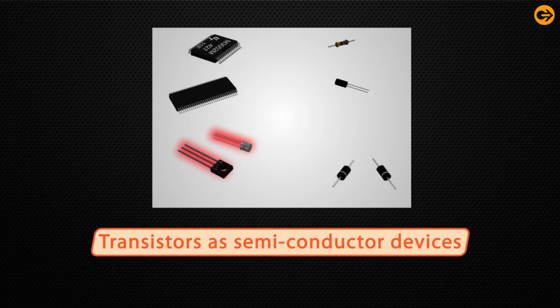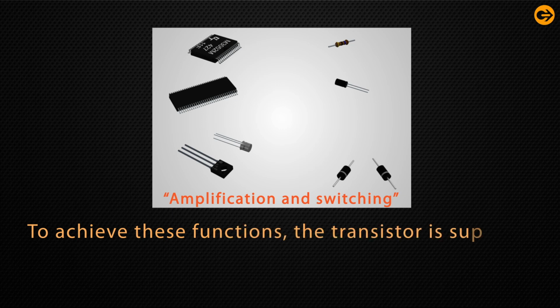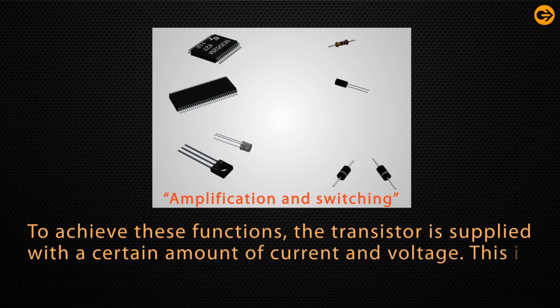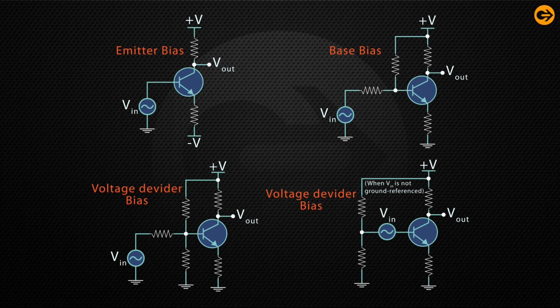Transistors are one of the most largely used semiconductor devices, which are utilized for a variety of applications that includes amplification and switching. To achieve these functions, the transistor is supplied with a certain amount of current and voltage. This is known as transistor biasing. This can be accomplished by a variety of techniques, resulting in different kinds of biasing circuits.